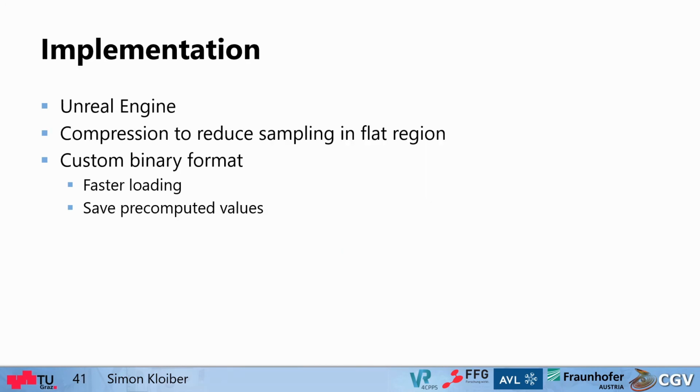For the implementation, we have used the Unreal Engine and an Oculus Rift Consumer version 1 for testing. We compute a simple adaptive compression on the data to reduce sampling in regions where the values do not change. Additionally, to improve load times, we convert the CSV files into our proprietary binary format that also saves pre-computed values the first time a dataset is loaded from CSV.